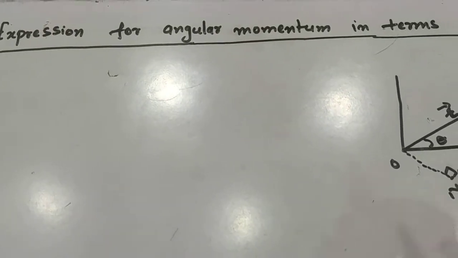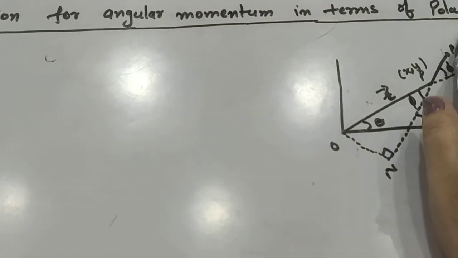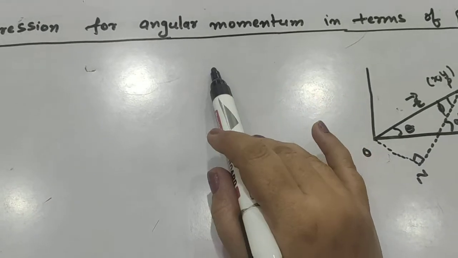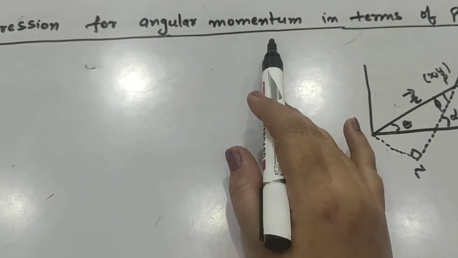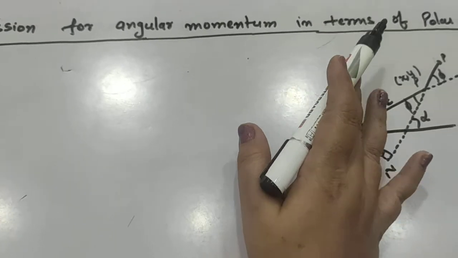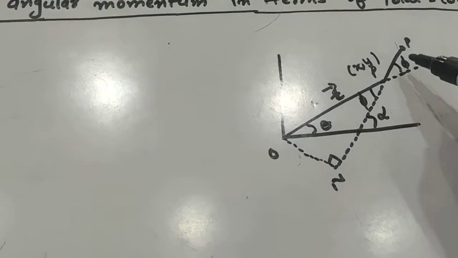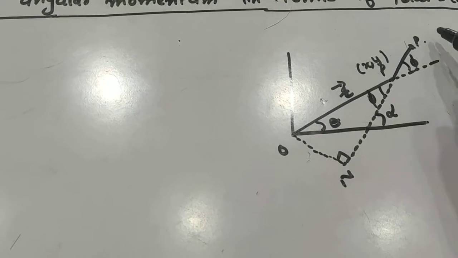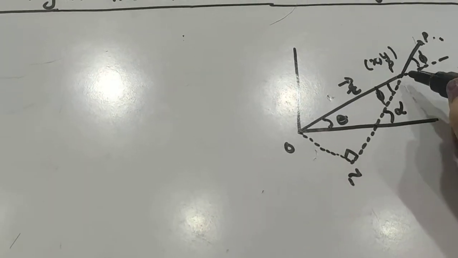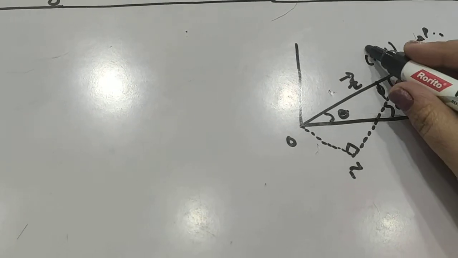Expression for angular momentum in terms of polar coordinates. My dear students, the derivation of this will take the same steps as done in the derivation of torque in terms of polar coordinates. Here we have replaced the force with linear momentum P. This is the point P having coordinates x and y.